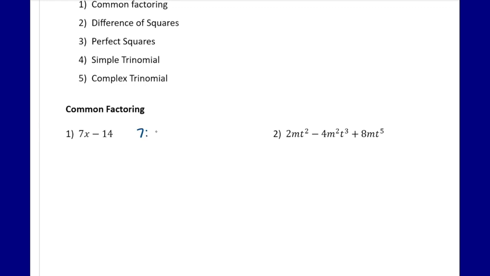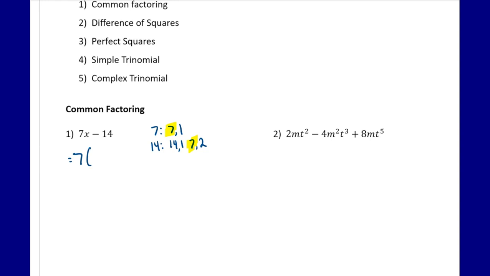So 7 can be broken down into 7 and 1. Those are the only 2 factors of 7. For 14, we have 14 and 1, and we have 7 and 2. So we see that the greatest common factor between these two numbers is 7. So that means that I can take a 7 out of each, or I can basically divide each term by 7.